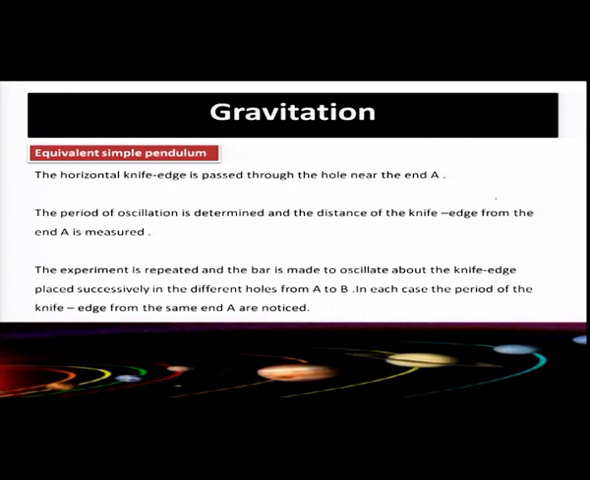The horizontal knife edge is passed through the hole near the end A, the period of oscillation is determined, and the distance of the knife edge from the end A is measured. The experiment is repeated and the bar is made to oscillate about the knife edge placed successively in different holes from A to B. Therefore, in each case the period and the distance of the knife edge from the same end A are noted.